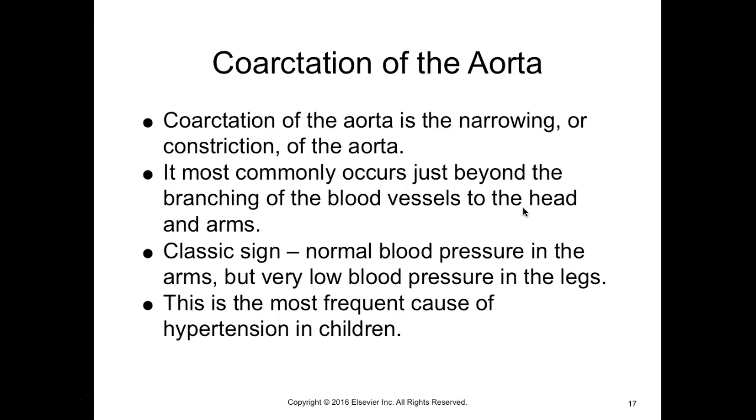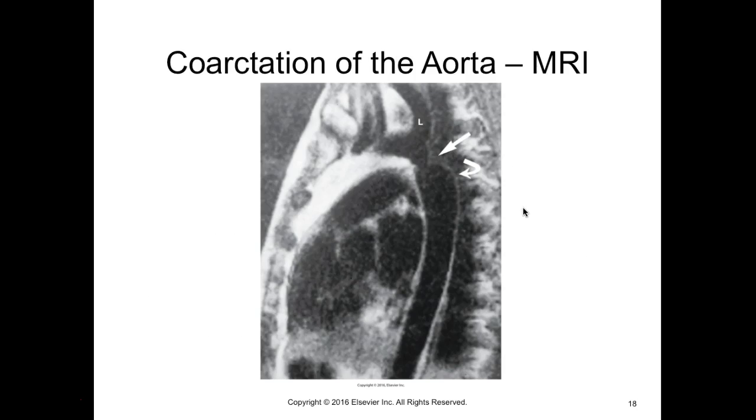So coarctation of the aorta is narrowing or constriction of the aorta. It commonly occurs just beyond the branching of the blood vessels to the head and the arms. The classic sign is normal blood pressure in the arms, but very low in the legs. This is most frequently cause of hypertension in children.